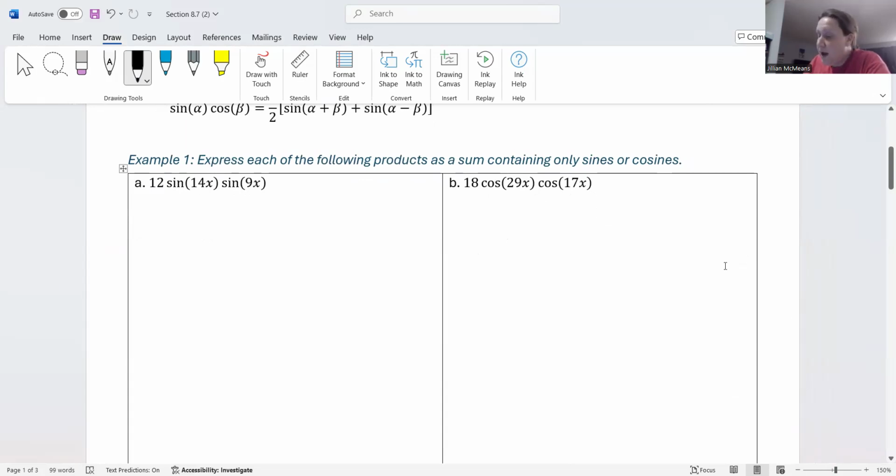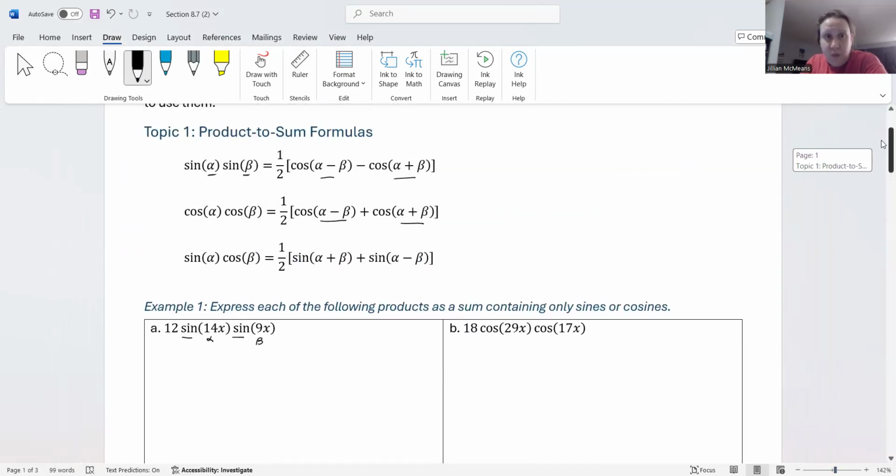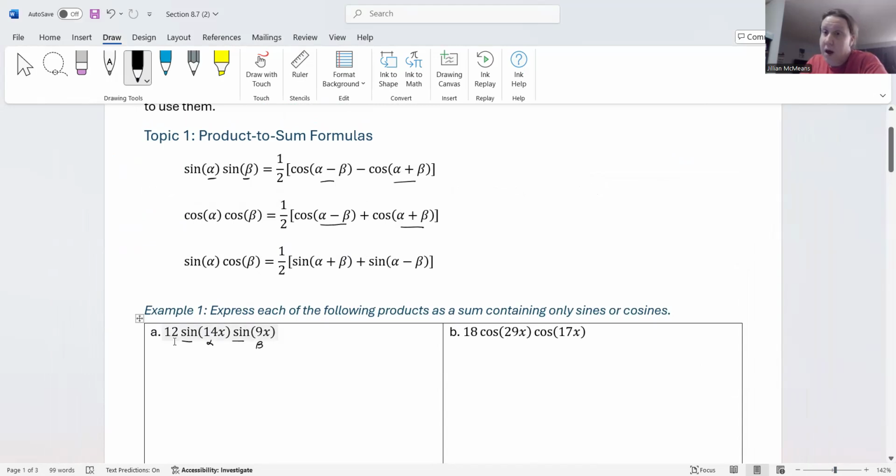So if you look at part A, we have sine of some angle, let's call it alpha, times sine of some angle, let's call it beta. So let's go up here and figure out which of these formulas we want to use. We have essentially 12 times sine of alpha times sine of beta. So that's looking like this first formula up here.